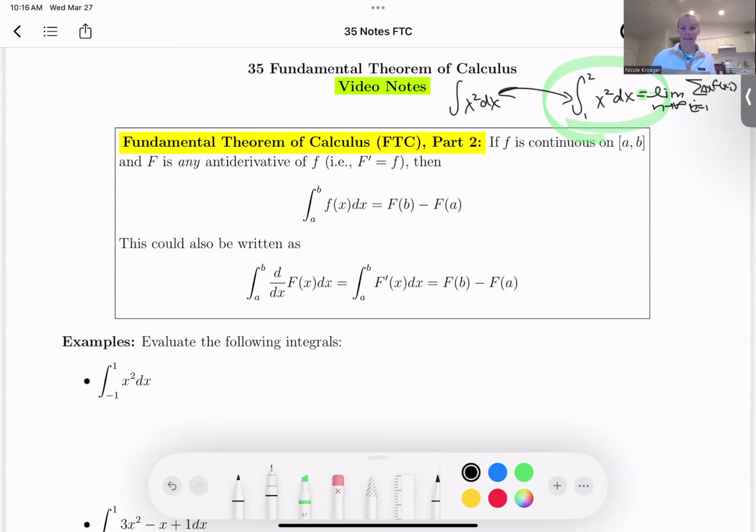So let's look at this. It says that if we start with a continuous function, then in order to find the definite integral of a function, what I do is I find an antiderivative of f, and then I plug in the numbers. I plug in the top number first, and then I plug in the bottom number, and I subtract. Okay, so let's see how this works.